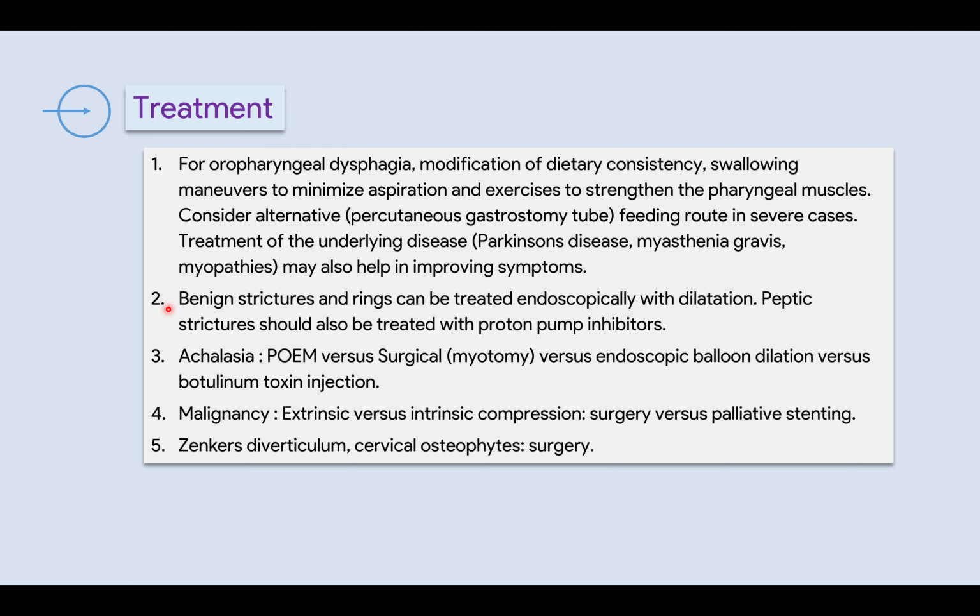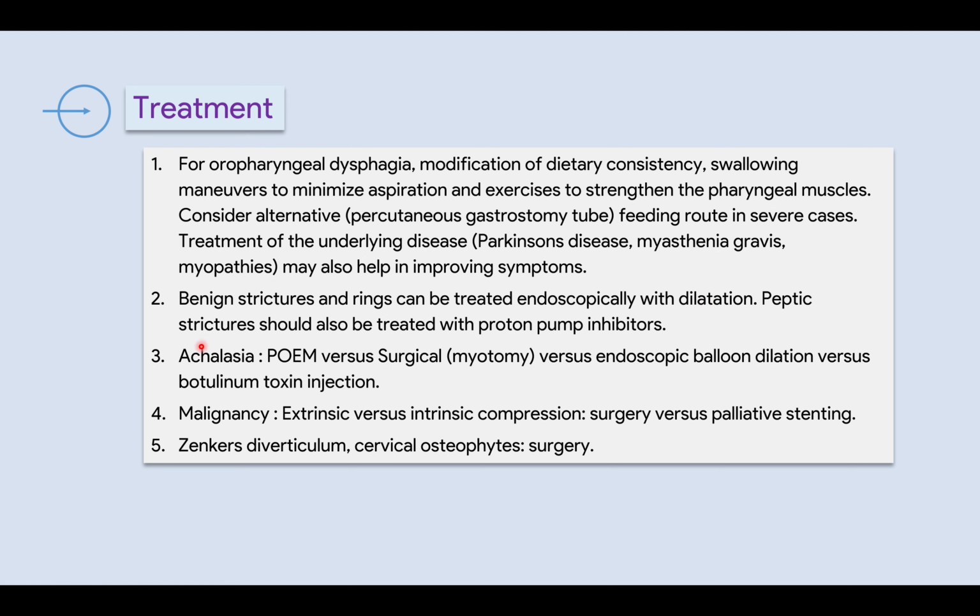Now coming to esophageal dysphagia, benign strictures and rings can be treated endoscopically with dilatation. As I mentioned before, it can be dilated with the balloon and can help in relieving the dysphagia. Peptic stricture should also be treated with a proton pump inhibitor. As the cause of this peptic stricture is basically reflux, the gastric acid has refluxed into the esophagus, so this has to be treated with a proton pump inhibitor or H2RA blockers.